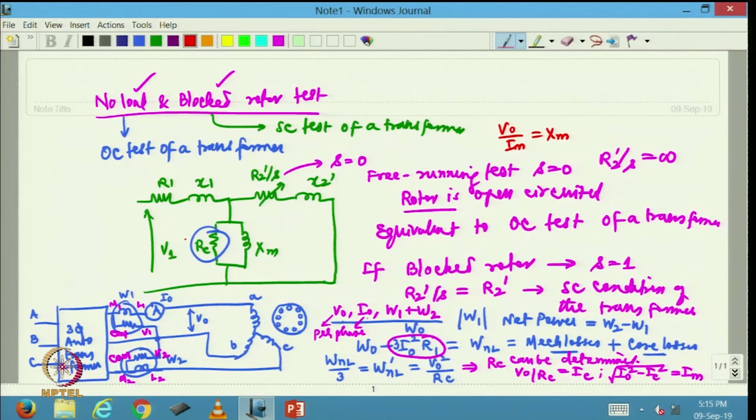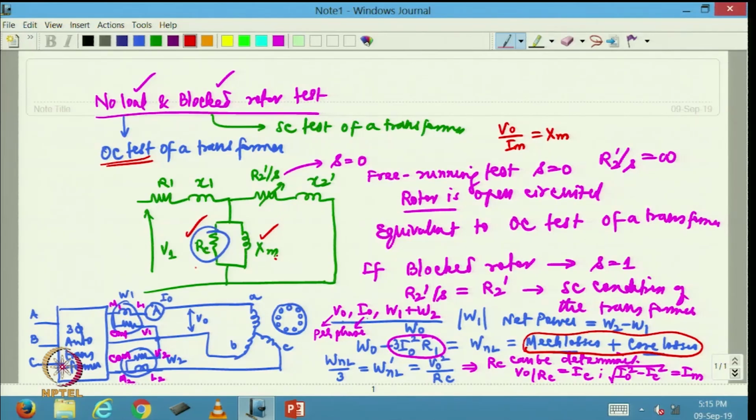So, I should be able to write V0 divided by Im equal to Xm. So, I have got the RC value, I have got the Xm value, I have also got the losses corresponding to mechanical losses and core losses. So, I have got all that I wanted to know from the open circuit test, or free running test, of an induction motor. So, I would be able to determine the parallel parameters.